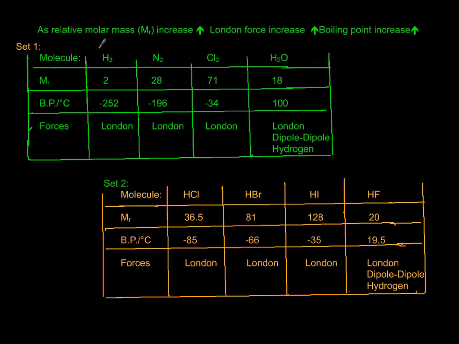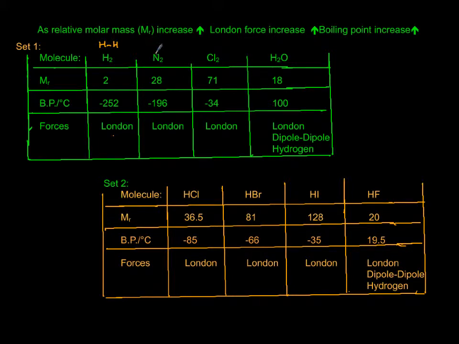Hydrogen, for example, is diatomic. It's a covalent molecule and extremely light. Its molar mass is 2 grams per mole. Boiling point is minus 252. What do I have to offer? Since I'm nonpolar, only London dispersion.